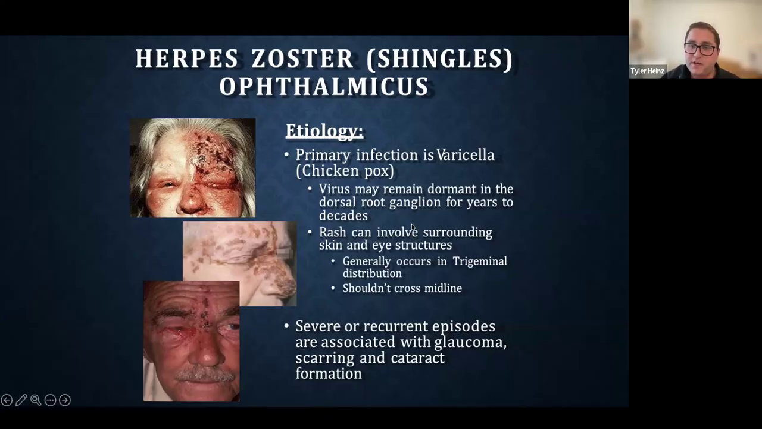It's going to be a vesicular rash. It's going to involve, of course, the surrounding skin and eye structures along the trigeminal distribution. It does not cross the midline, but it can go up until the tip of the nose. And that's one of the biggest signs there. That's the Hutchinson sign. So, this is severe or recurrent episodes. They can be associated with glaucoma, scarring, and cataract formation if they continue to recur.